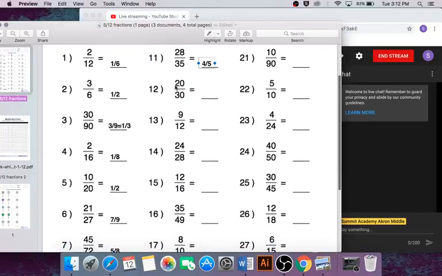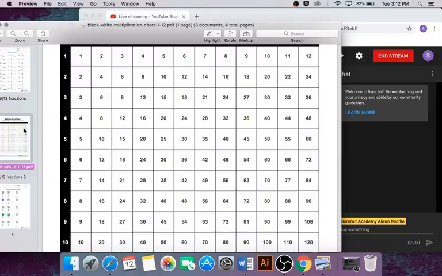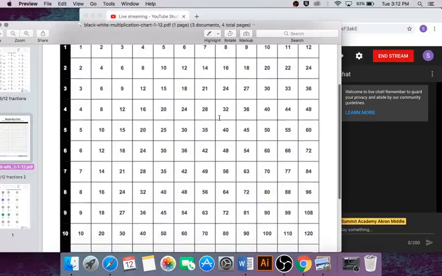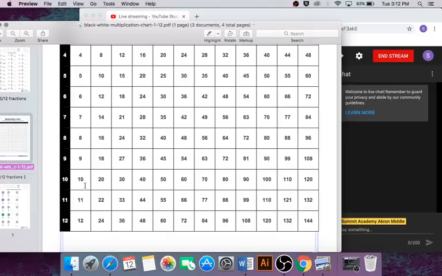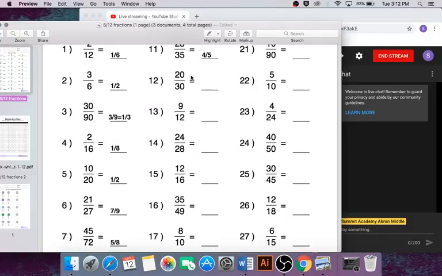Okay, now we're going to look for 20 and 30. Because they both end in 0, we can put 10 into both of them. 10 times 3 is 30, and 10 times 2 is 20. So our answer is going to be 2 over 3.